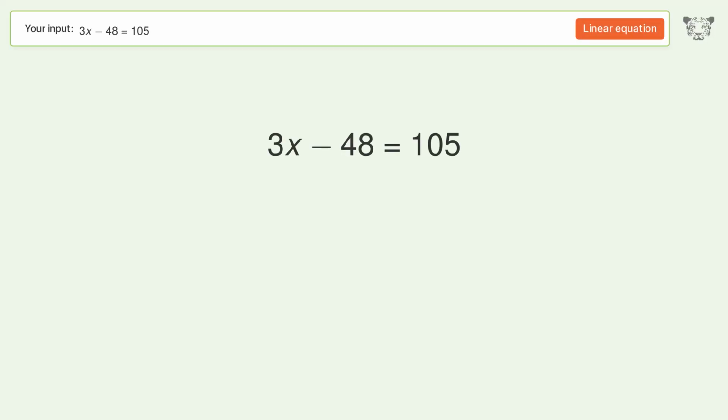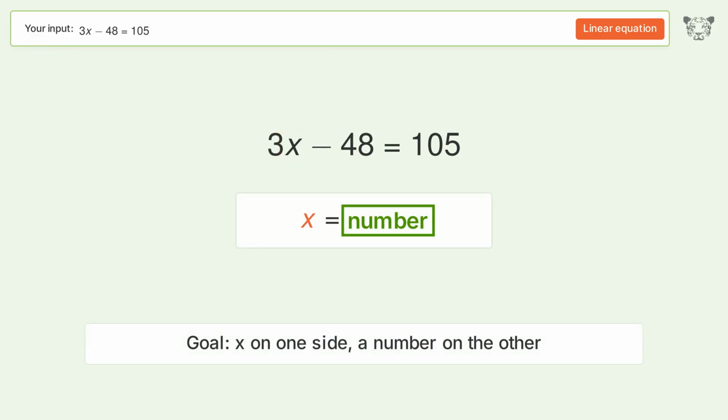Here is the linear equation we are asked to solve. 3 times x minus 48 equals 105. Solving means isolating x on one side with a number on the other. Let's do this step by step.